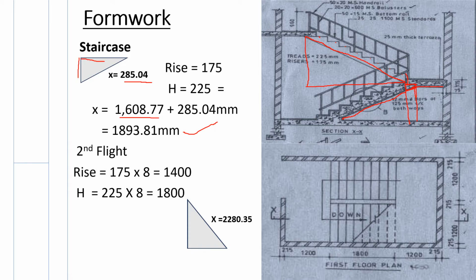Sorry, let's count them again. We have 1, 2, 3, 4, 5, 6, 7, 8. So there are 8 treads, and then the risers, let's count the risers again. We want the height from this point up to this point. So it's going to be 1, 2, 3, 4, 5, 6, 7, 8. So there are 8, 8. So 175 by 8 and 225 by 8. And then we use Pythagoras theorem to find that x. So let's get the x for the second flight.